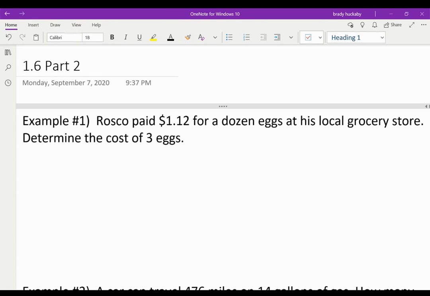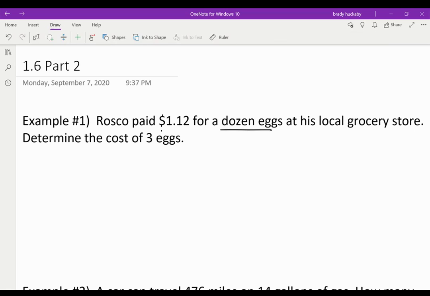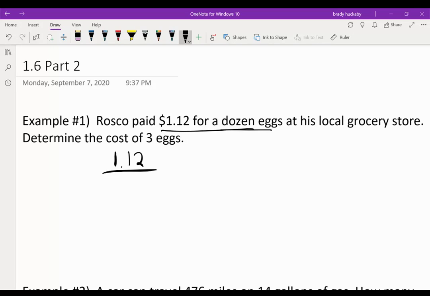Okay, so Roscoe paid $1.12 for a dozen eggs at his local grocery store. I'm going to take that first part right there and turn that into a fraction. $1.12 for a dozen eggs, that means 12 eggs. So this is my dollars, this is my eggs. Now I have to figure out the cost for 3 eggs. Well, I can set up a proportion to do that because I know the egg price is going to be proportional. So if I did a dozen eggs down here, 3 eggs, my 3 would go down here.